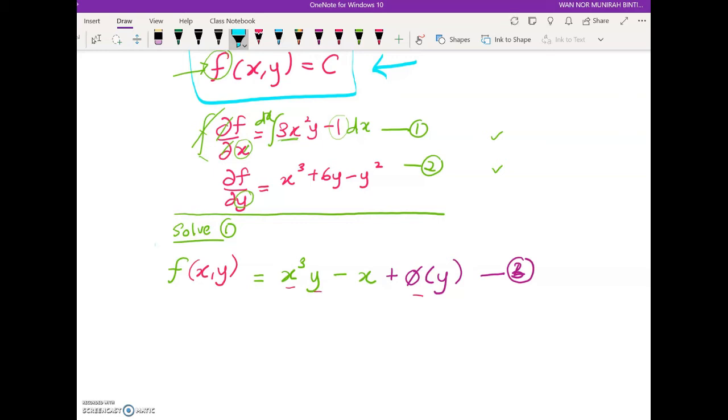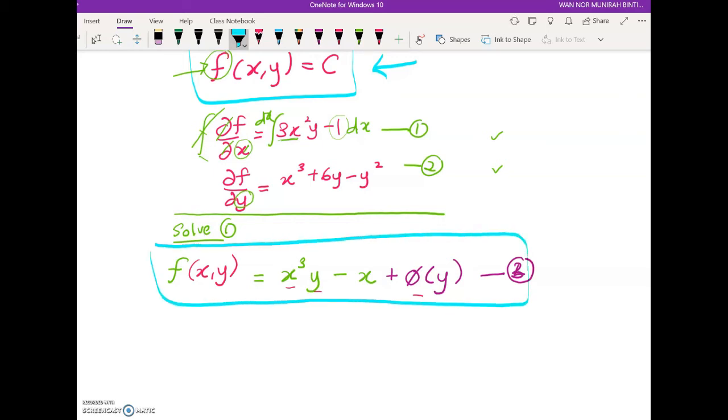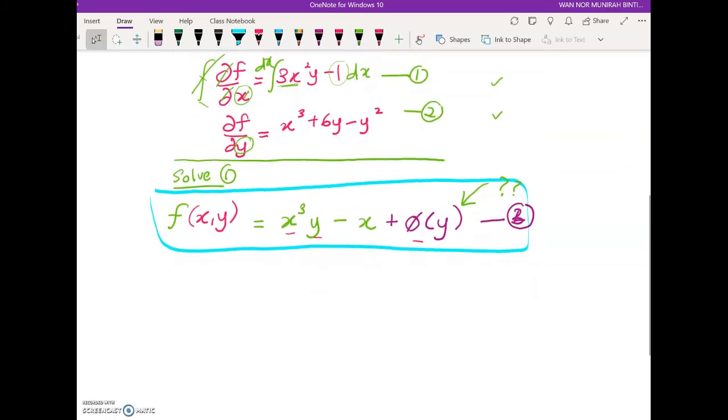So class, actually this is the solution that we wish to find. f(x,y) equals anything that you have on your right, okay? But we need to find out what is our phi(y). So now the step is, in order to find phi(y), we need to differentiate equation 3 with respect to y.